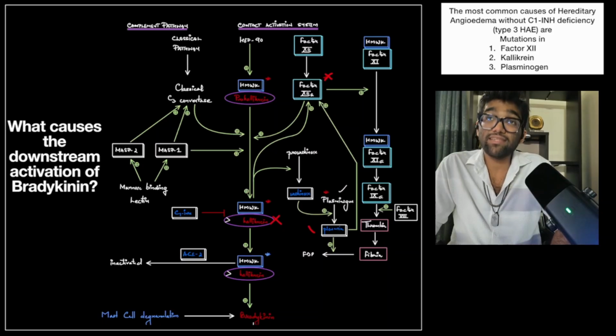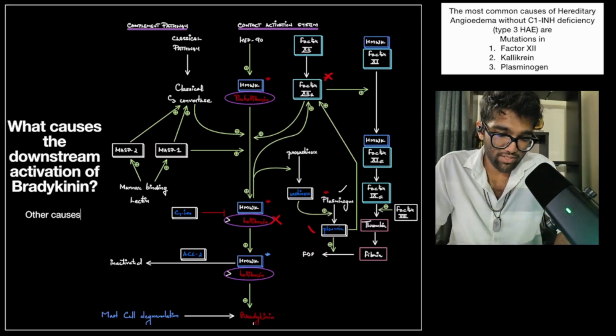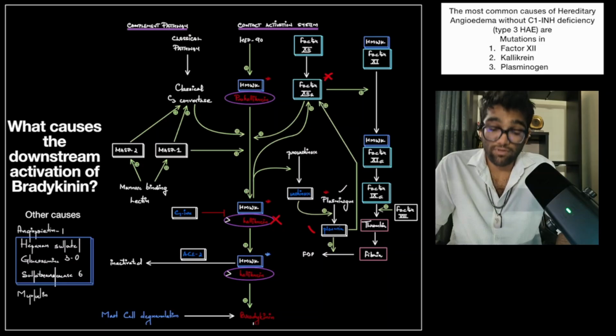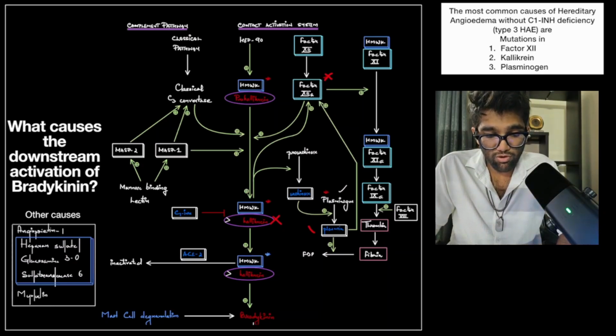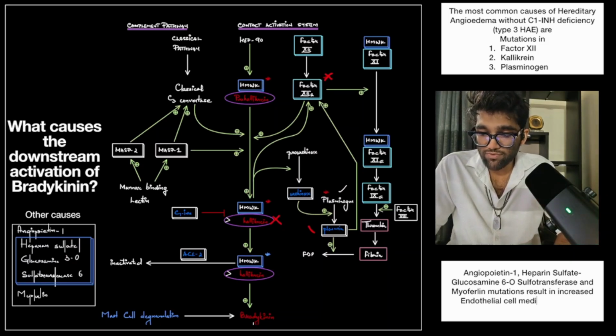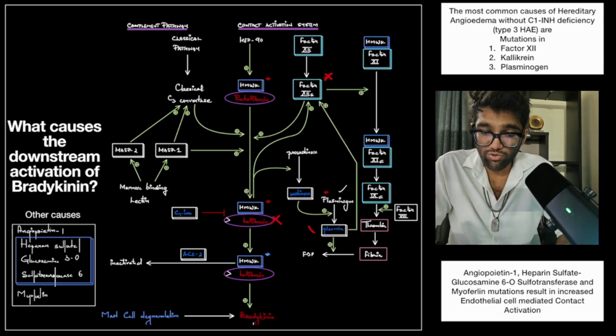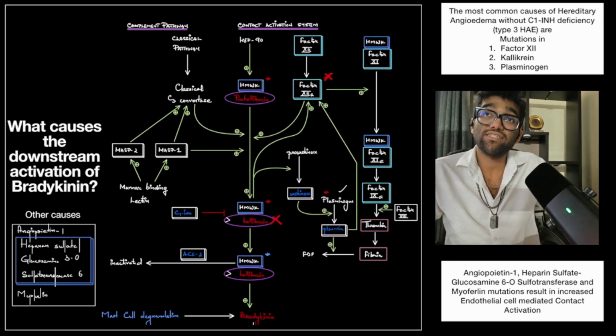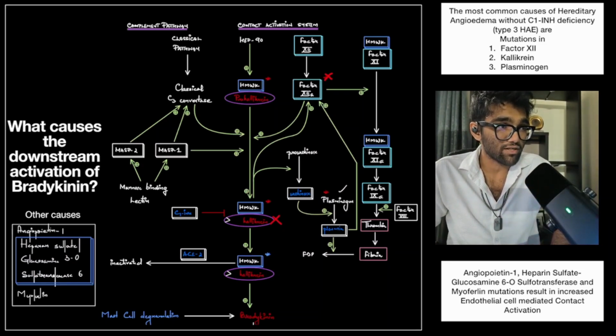There are, however, three other genes that can be affected. So what are these other genetic causes? The first one is angiopoietin 1. The second is an enzyme known as heparan sulfate glucosamine 3-O-sulfotransferase 6. And the third is a protein called myoferlin. All of these three proteins, angiopoietin 1, heparan sulfate glucosamine 3-O-sulfotransferase 6, and myoferlin, result in increased endothelium-mediated activation of factor 12, so increased contact activation.